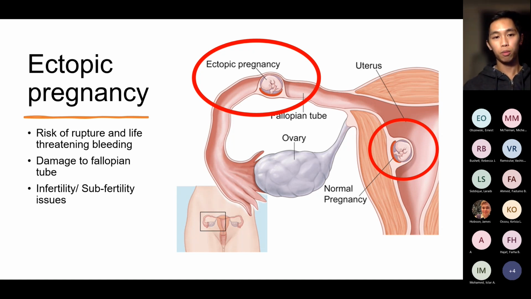in the fallopian tube. If this pregnancy in the fallopian tube or outside of the uterus grows to such an extent, this can cause the pregnancy or the fallopian tube to rupture, and that can cause a life-threatening bleed. That can cause damage to the fallopian tube and cause fertility and subfertility issues down the line.